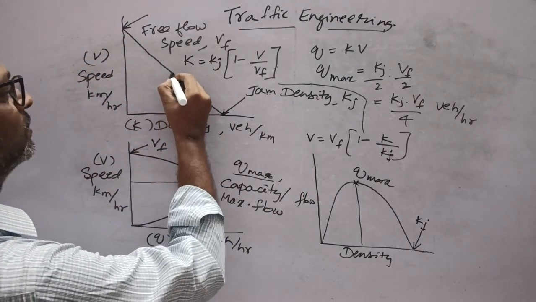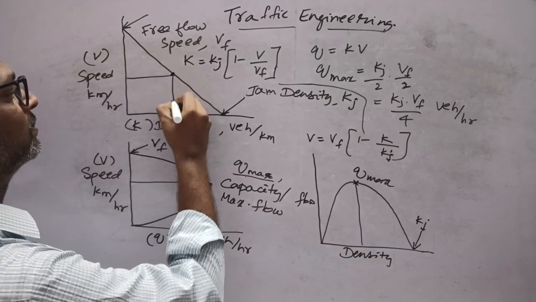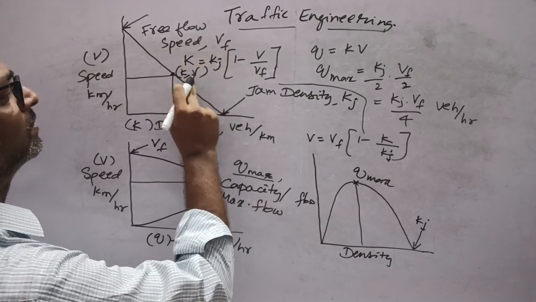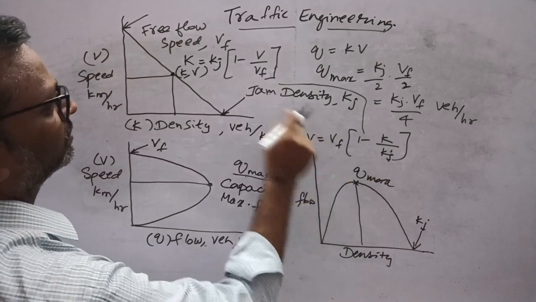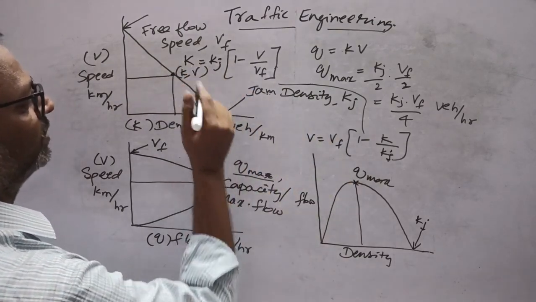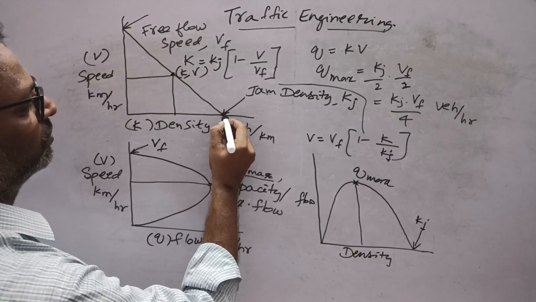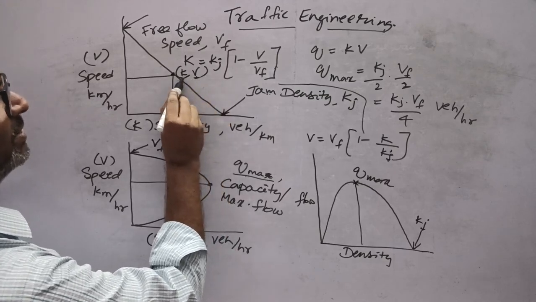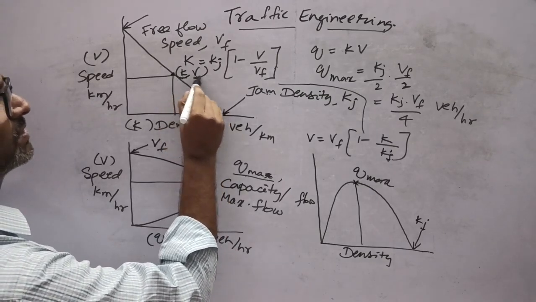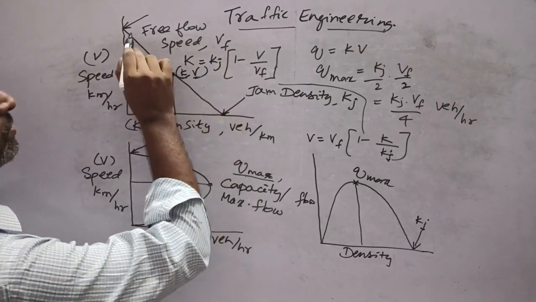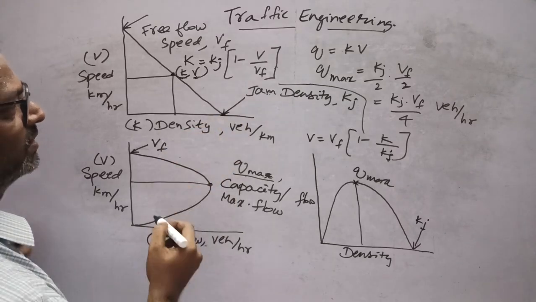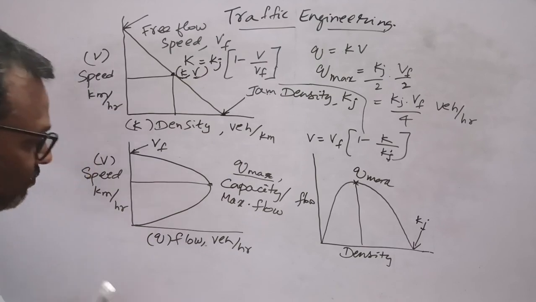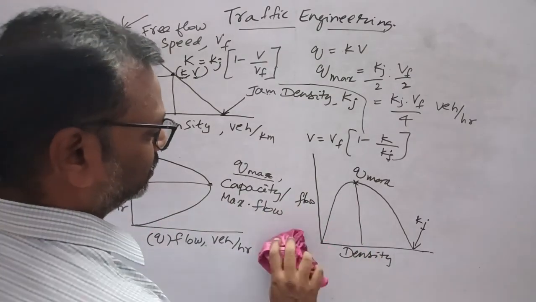So for a given point where you have K and V, these equations can be used to find K and V, but you have to know any one point. For this point, this can be determined. For this point, this can be determined, as we know the free flow speed and jam density. Is it clear up to now? I will rub all this out.